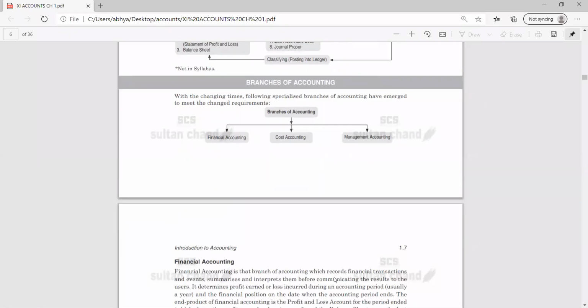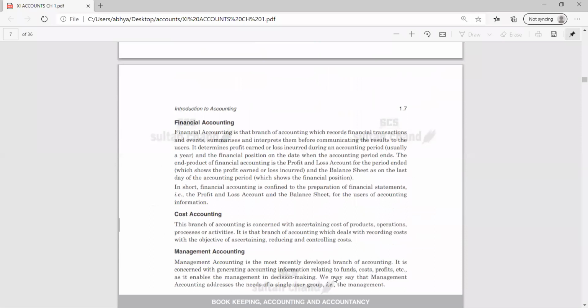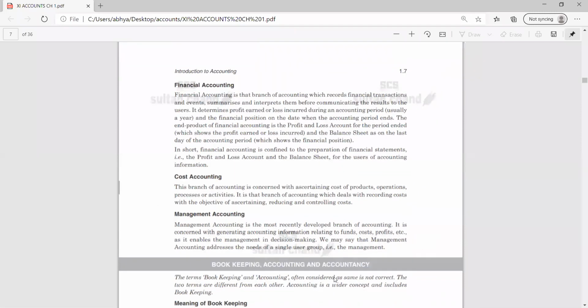Branches of accounting: financial accounting, cost accounting, and management accounting. Three branches I told you, and in detail we have already discussed. Whatever we are studying in the accountancy subject is financial accounting. Cost accounting and management accounting you will be studying in higher classes. That is a separate field.